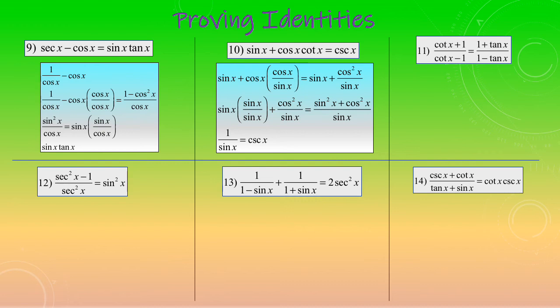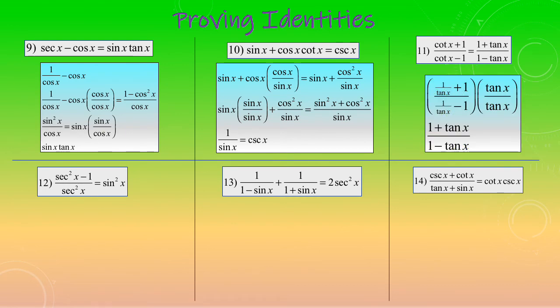Here again, we are adding two fractions with different denominators. We need a common denominator, and we multiply the first fraction by sine of x over sine of x, and we end up with sine squared of x plus cosine squared of x over sine of x. From here it is easy. Sine squared of x plus cosine squared of x is 1 over sine of x, and we get cosecant of x.